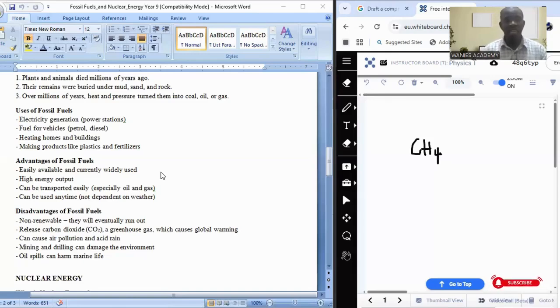Then we also see that they can cause air pollution. When it is burned, the discharge to the atmosphere can cause air pollution and acid rain. Then mining and drilling can damage the environment. Water pollution can emanate from that. Then oil spills can also harm marine life. So these are the disadvantages we have in the use of fossil fuel, in the exploration of fossil fuel, and the refining of fossil fuel. All of these culminate together to form the disadvantage.